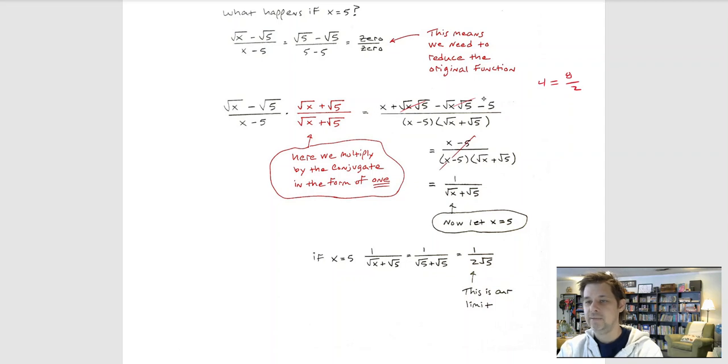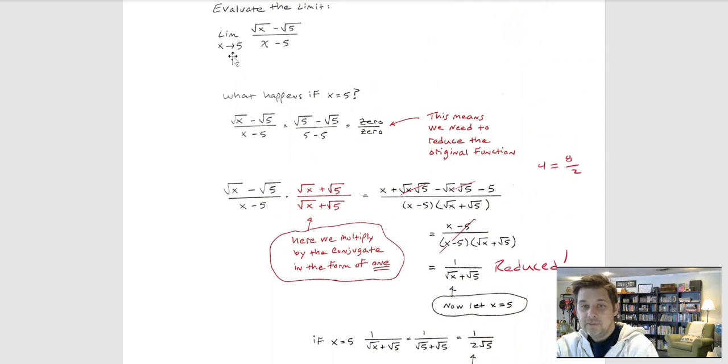You're left with x, take away 5, on top. But on the bottom, you got x take away 5 times root x plus root 5. So you're left with this. Okay, now it's reduced at that point. So, according to the flow chart, we reduced it. We should be able to determine our limit by now letting x be 5.